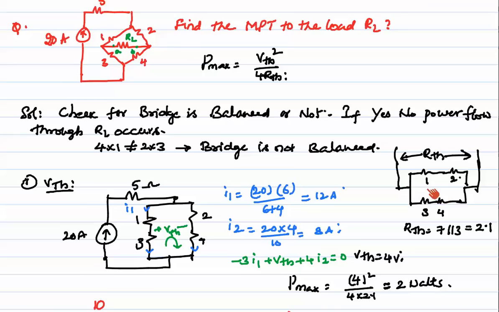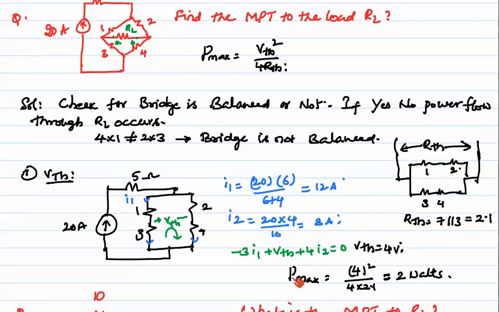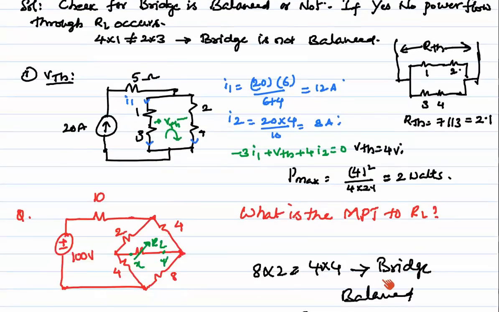So RTH is going to be this equivalent, that means we find it between these two points. 1 and 2 are in series, 3 and 4 are in series. We get 7 parallel 3, which is nothing but 2.1. So P max is equal to VTH square divided by 4 into RTH, and we will get 2 watts.